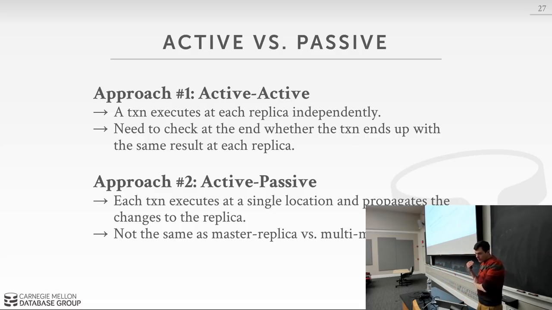So this is not the same thing as master-replica versus multi-master, because you can have both of these scenarios in a multi-master database or a multi-replica database. So VoltDB is a master-replica database, and they support active-active. But other systems can do active-active in a multi-home or multi-master database. So hopefully they'll come next week and they'll explain this and make it more clear.